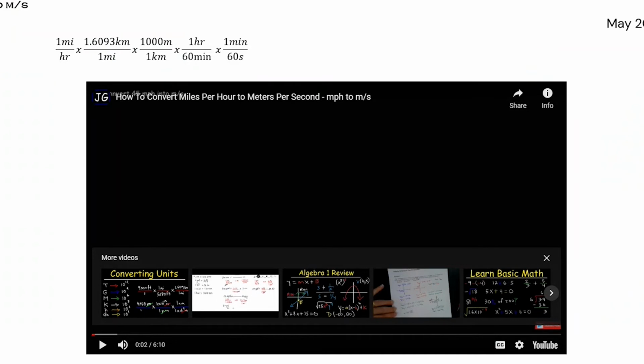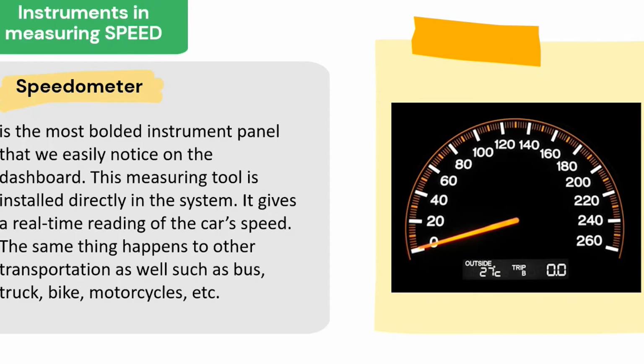1 mile per hour times 1.609 kilometers over 1 mile times 1,000 meters over 1 kilometer times 1 hour over 60 minutes times 1 minute over 60 seconds. Next slide, please.